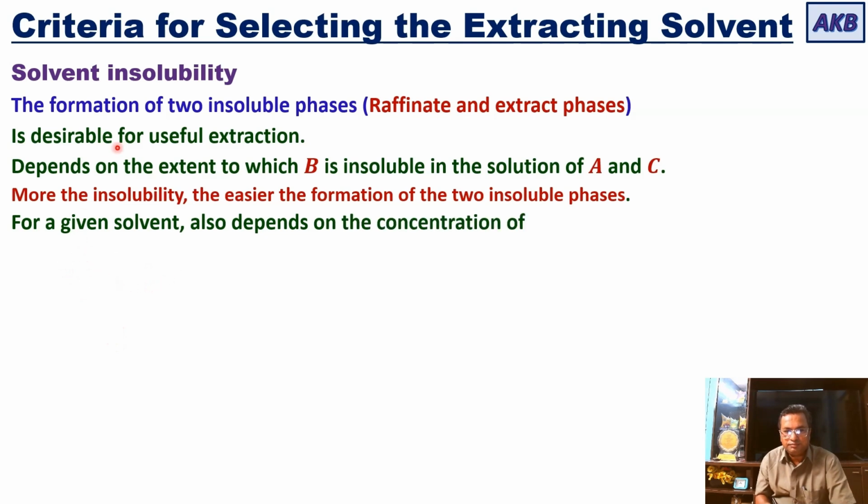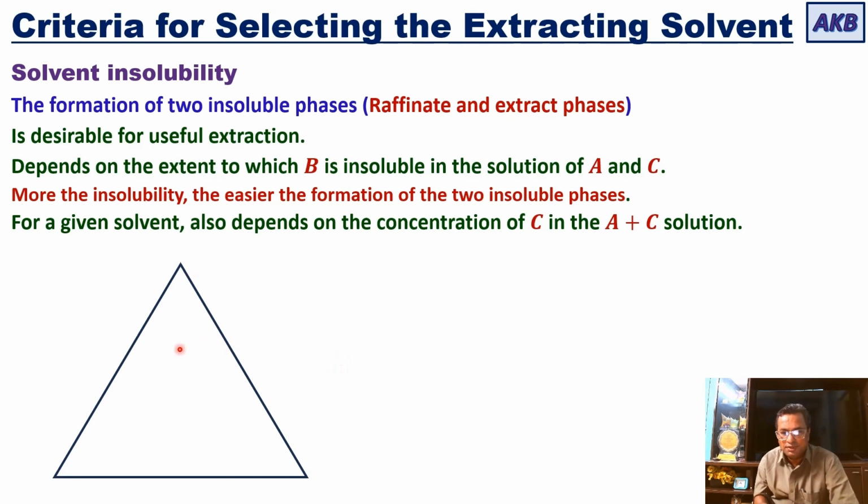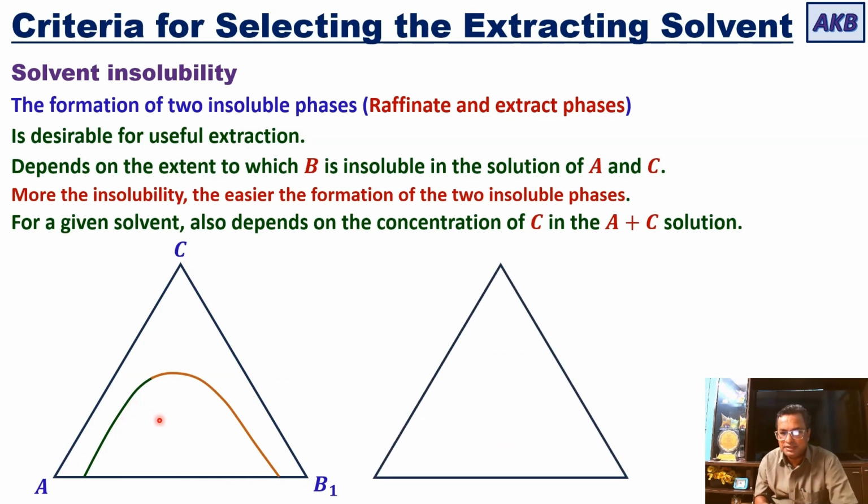For a given solvent, the formation also depends on the concentration of C in the A plus C solution. So it not only depends on the insolubility of the solvent, it also depends on the concentration of C in the A plus C solution. For example, let us look at a system whose ternary equilibria is shown on this equilateral triangular graph. This is obtained with solvent B1, and you'll get the binodal solubility curve. Let us consider another system obtained with another solvent B2. You have the same solution of A and C, and this time you are using some other solvent, B2, and you get the binodal solubility curve like this.